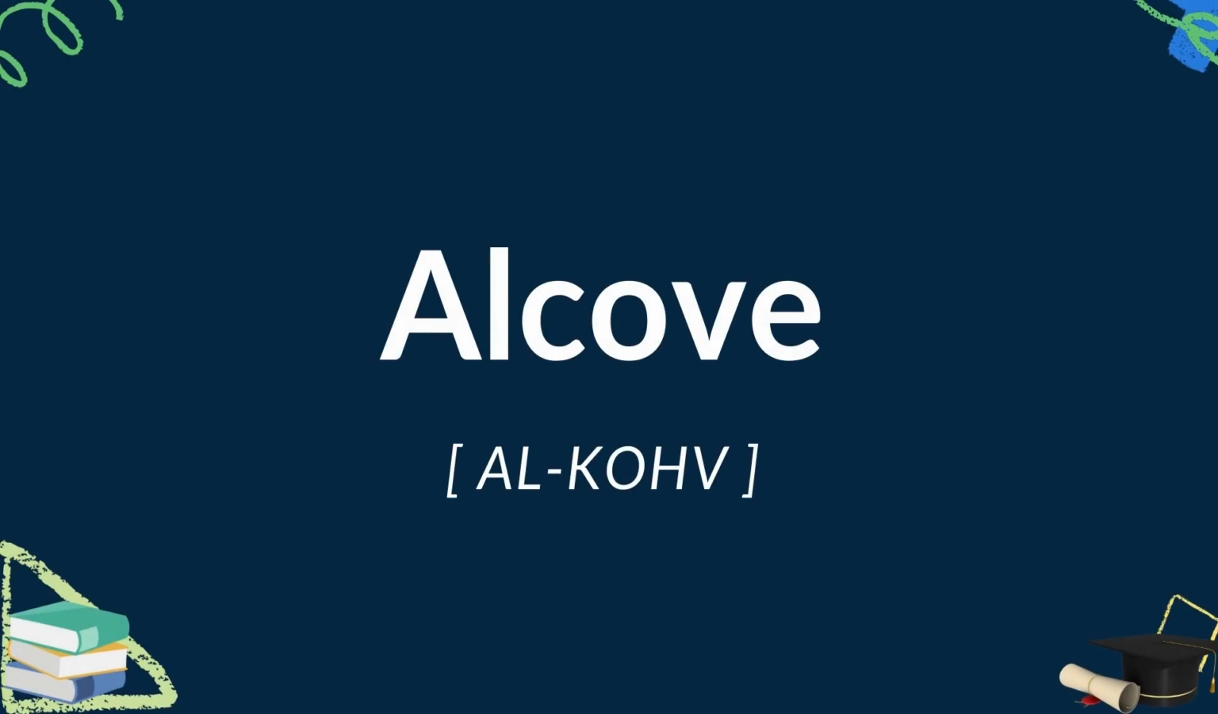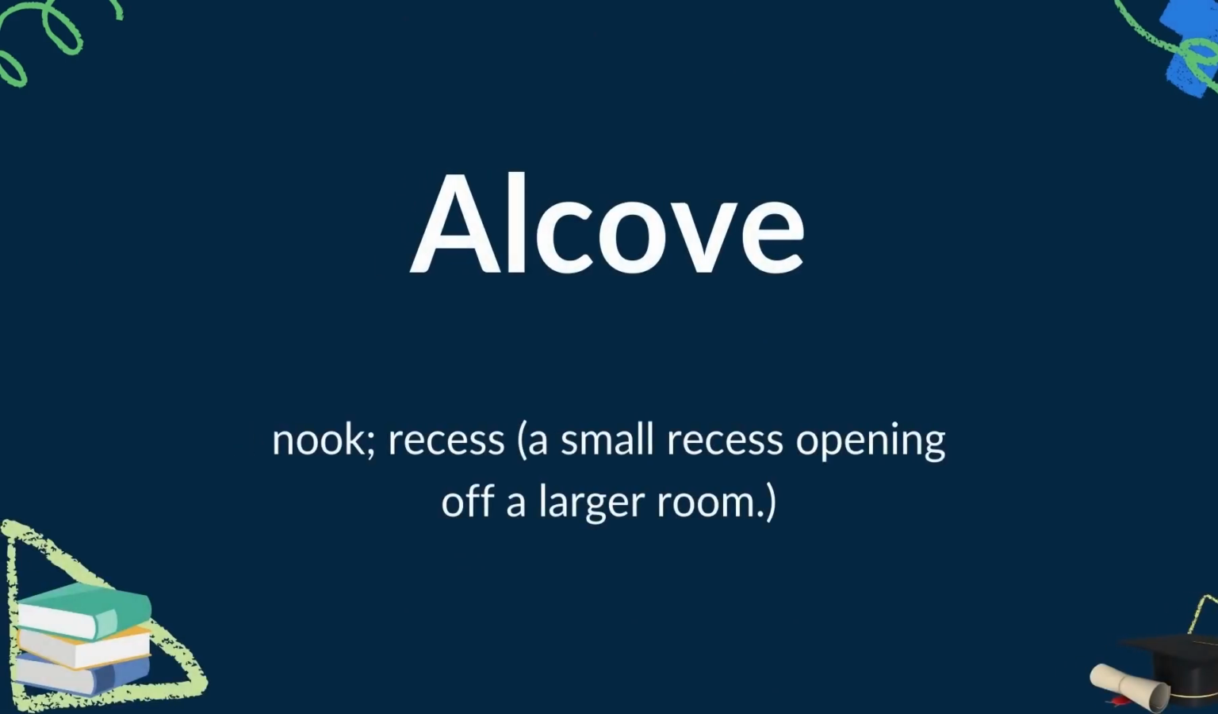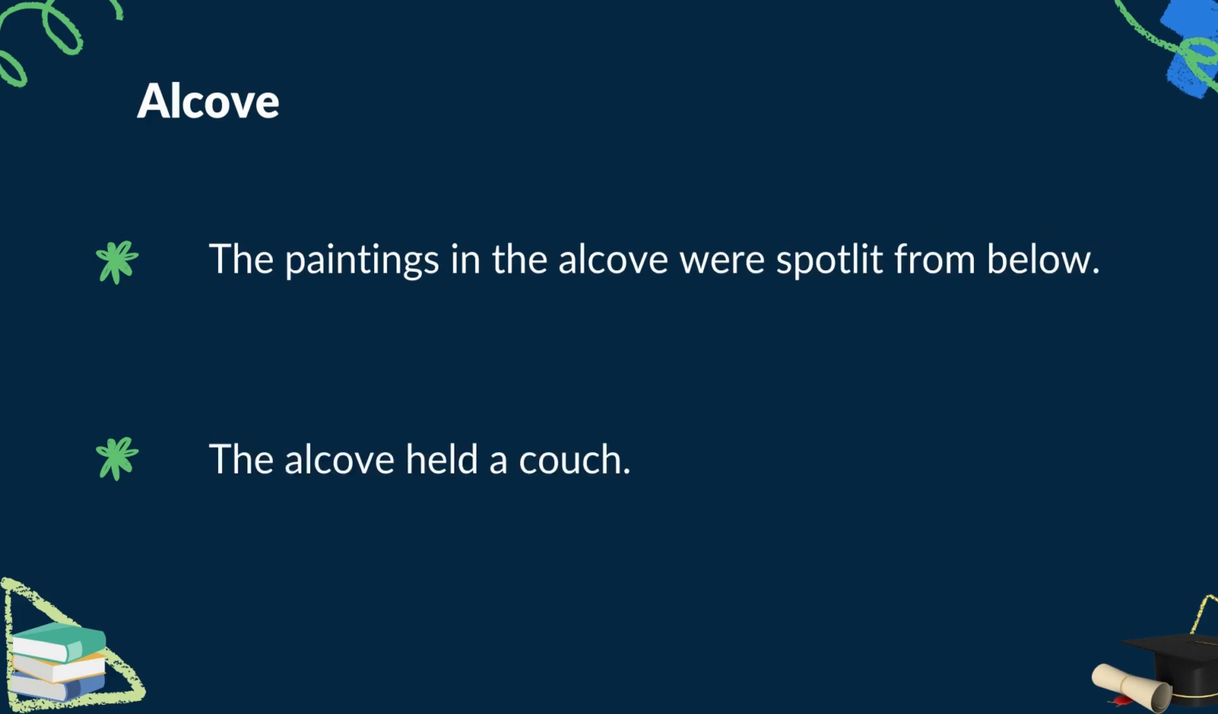The next word is alcove. Alcove means nook or a small recess opening off a larger room. Here are some ways you can use the word in a sentence. 1. The paintings in the alcove were spotlit from below. 2. The alcove held a couch.